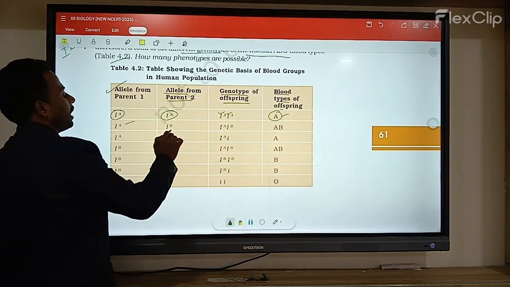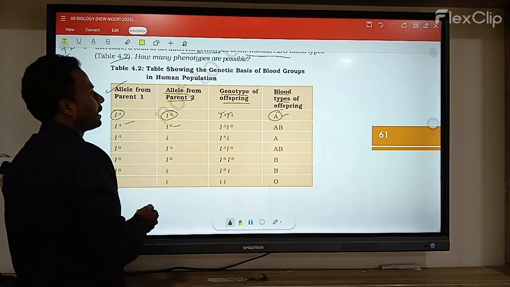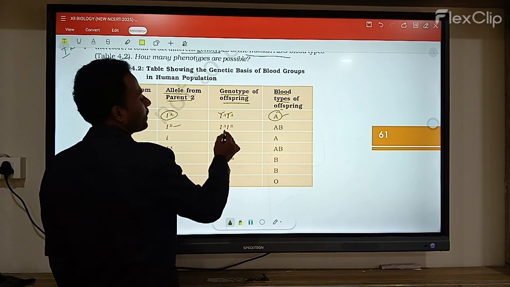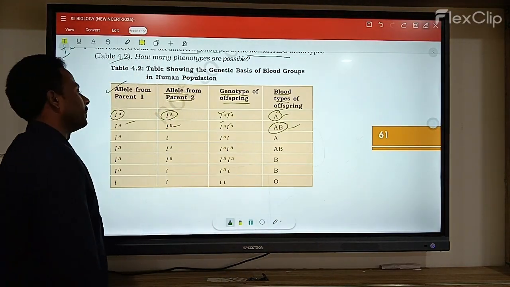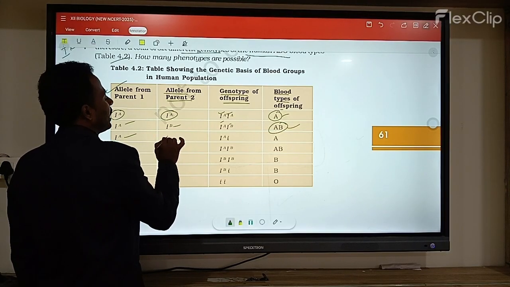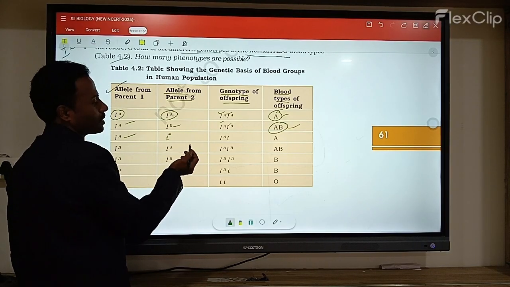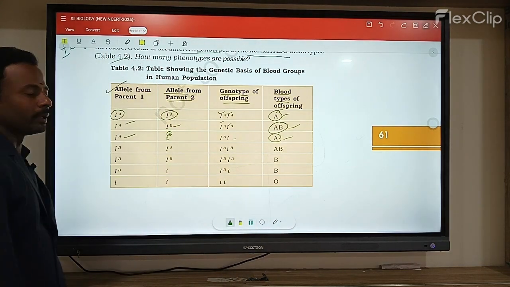And IA, IB: IA is contained in parent 1 and IB in parent 2. So the genotype comes as what? AB. So the blood group is AB. Here next, IA and i. The i does not contain any sugars. So A is dominant, so we get the A blood group.